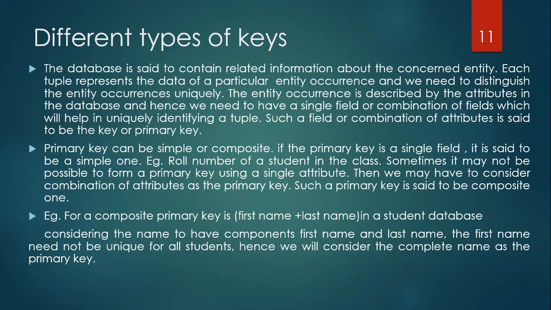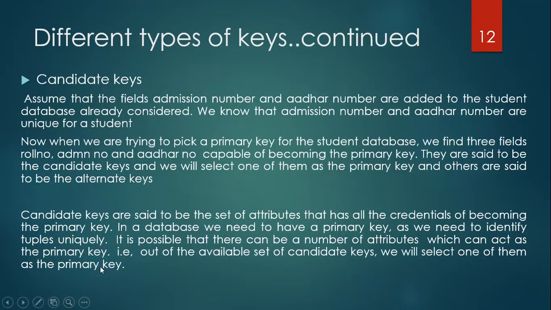സോ ഇറ്റ് ഈസ് ഓൾവേസ് ബെറ്റർ സിംഗിൾ അല്ലെങ്കിൽ സിമ്പിളായിട്ടുള്ള പ്രൈമറി കീ ആണ് ഏറ്റവും നല്ലത്. അതില്ലാത്ത സാഹചര്യത്തിൽ മാത്രമേ നമ്മൾ composite primary key ഉപയോഗിക്കൂ. So considering the name to have components, first name and last name, the first name need not be unique for all students, hence we will consider the complete name as the primary key.